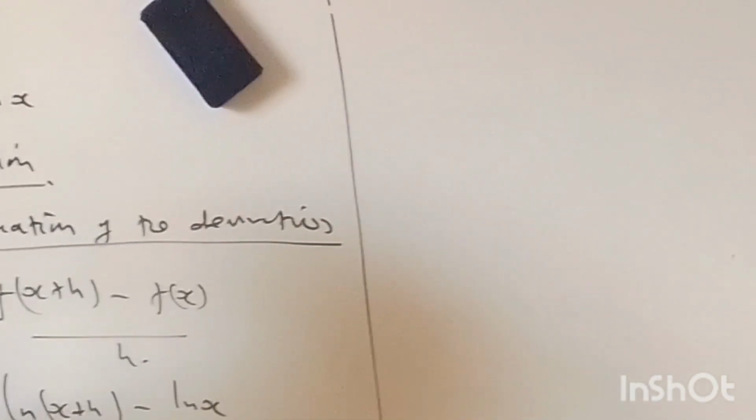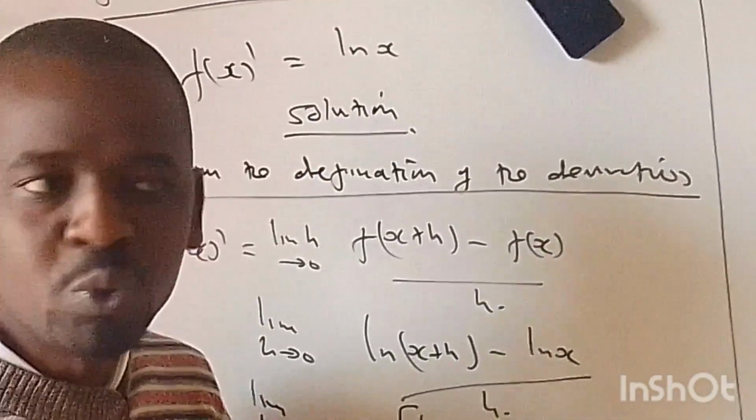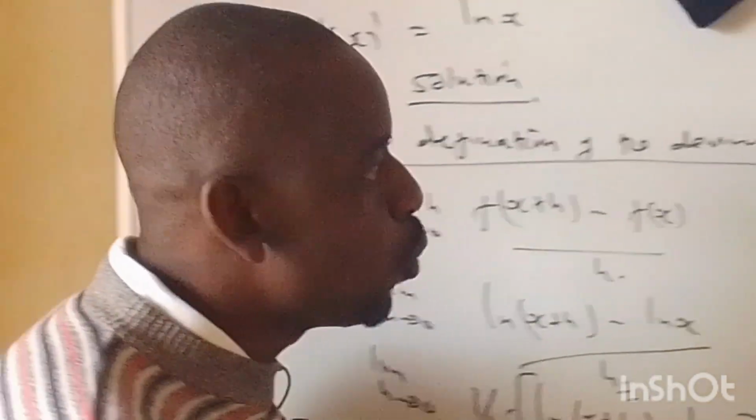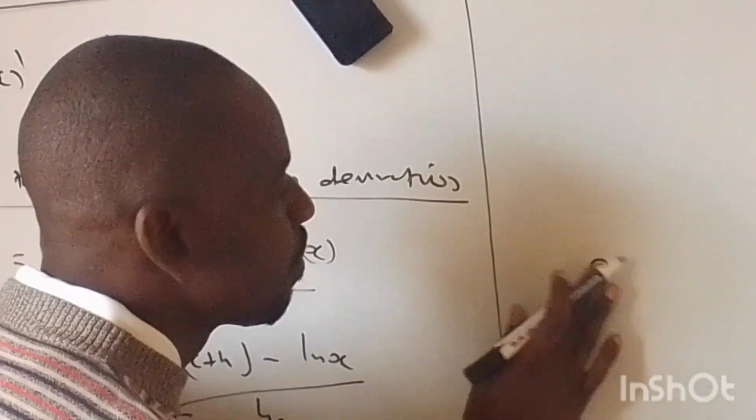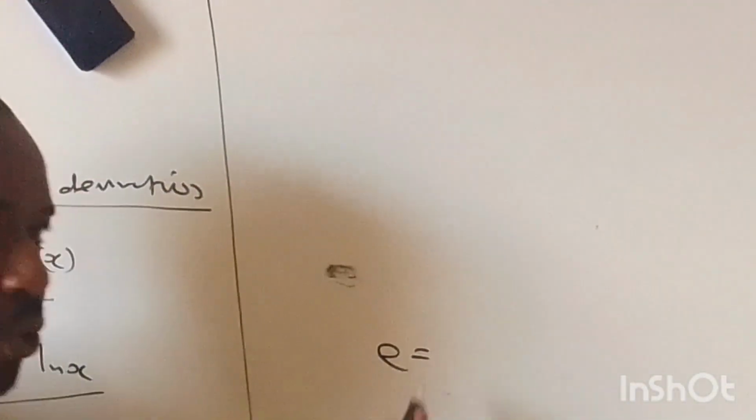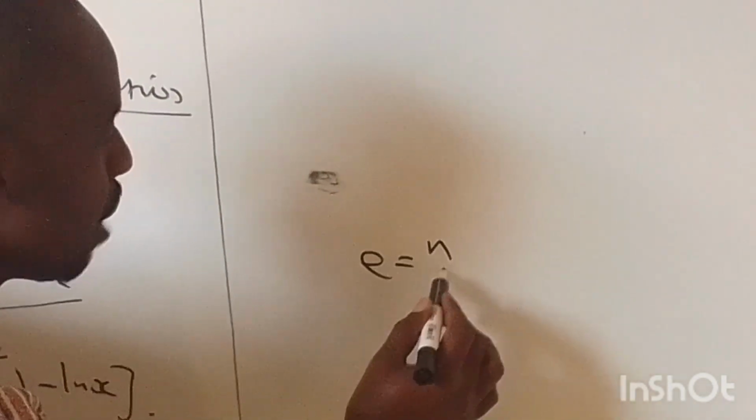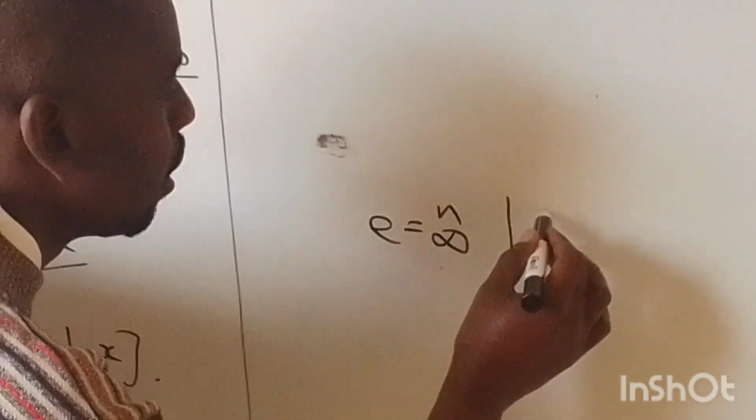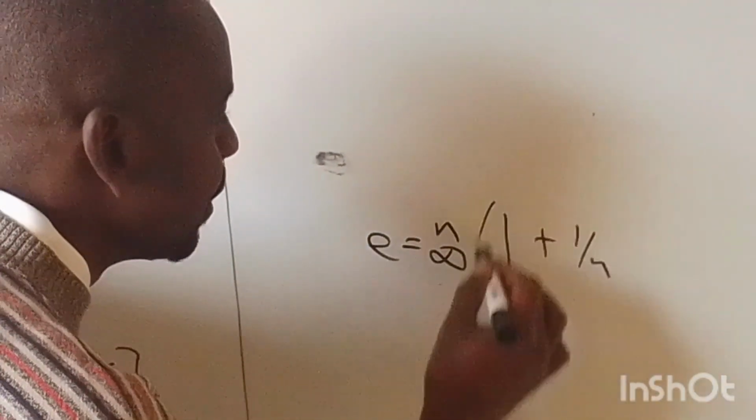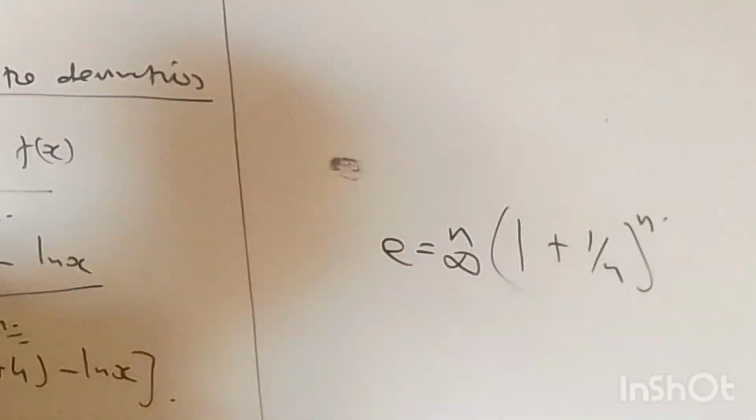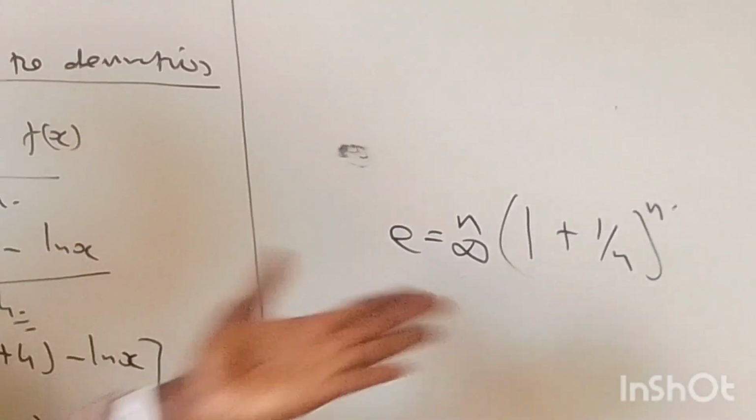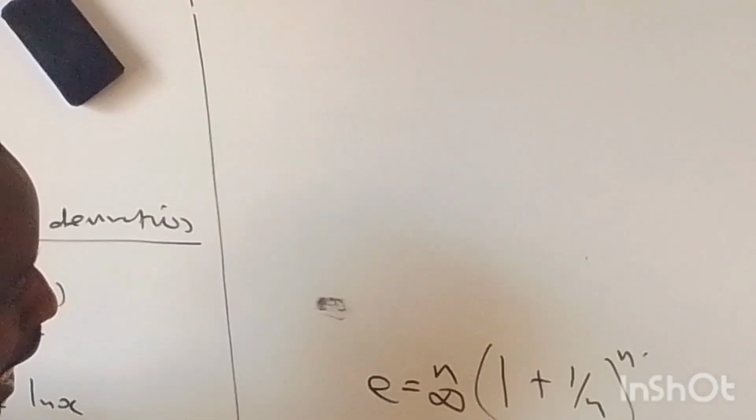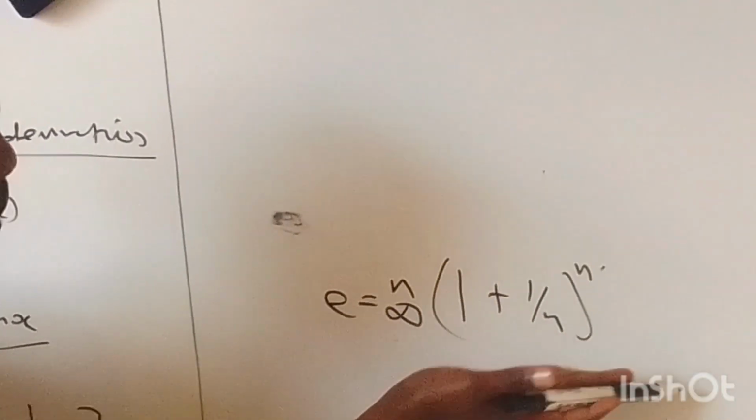So I want you now to see that. We want to define what we mean by e, that we looked at while we were starting this video. So we know that e is equal to, as n approaches infinity, 1 plus 1 over n, raised to n. So that is e by the definition. So we want to put this one in terms of this.